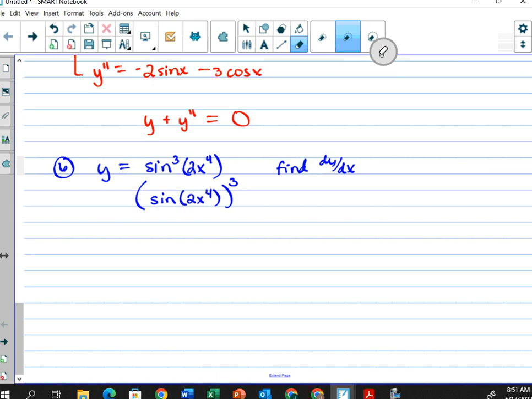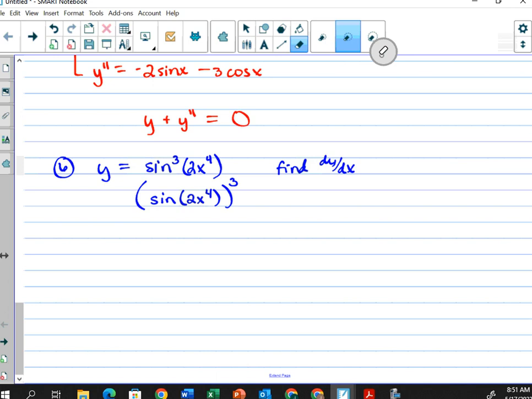It's just one step at a time. Work your way in. Start with the 3 on the outside. Then deal with the sine. Then deal with the 2x to the 4th. 3 pieces.